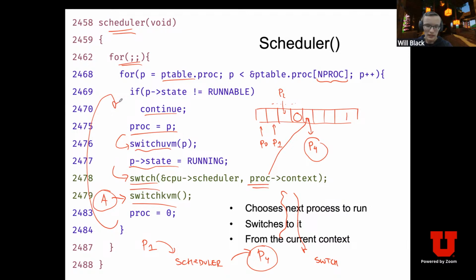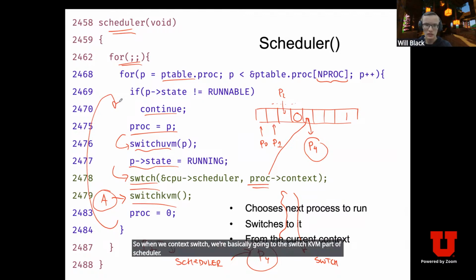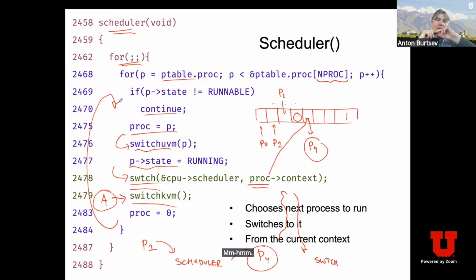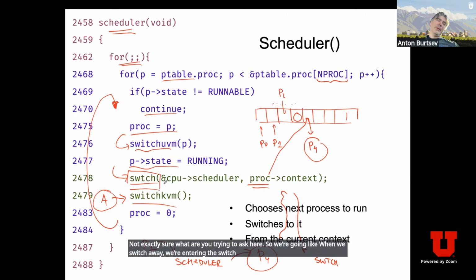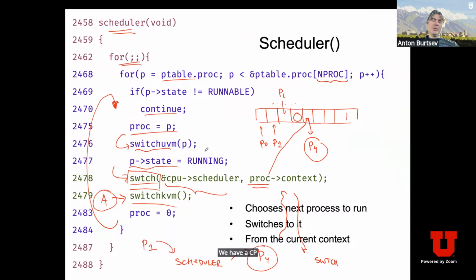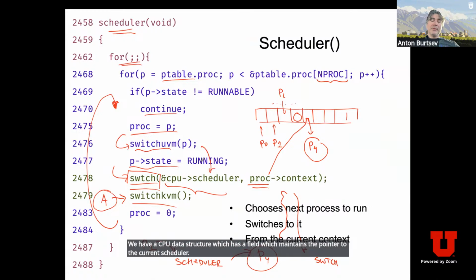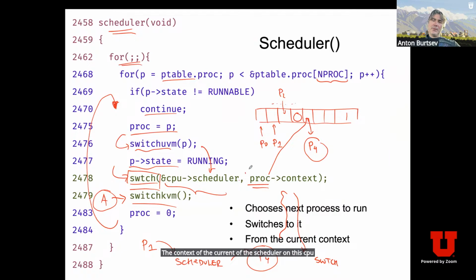So when we context switch, we're basically going to the switch KVM part of the scheduler. Not exactly sure what you are trying to ask here. So when we switch away, we're entering the switch function, right? Like the one which we're discussing. Our from is the context of the scheduler. So we have a CPU data structure which has a field which maintains the pointer to the context of the scheduler on this CPU. And we have a to field.